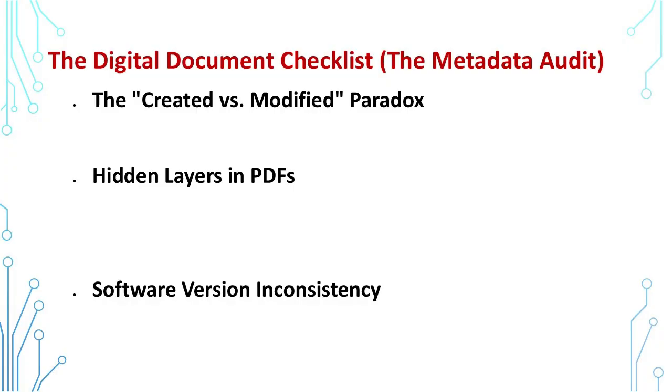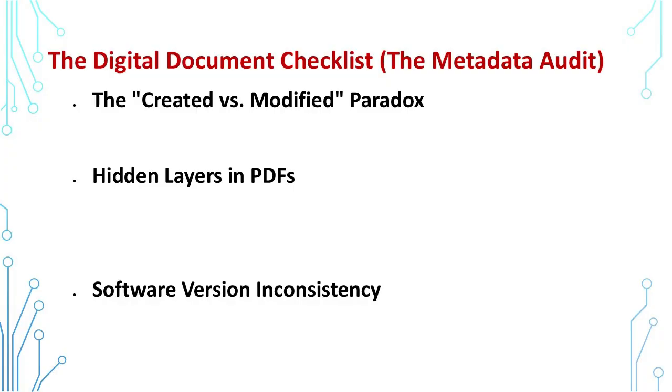Then another checklist on digital documents is software version inconsistency. If a document is dated 2018 but the metadata shows it was created using Microsoft Word 2021, the document is a backdated forgery.